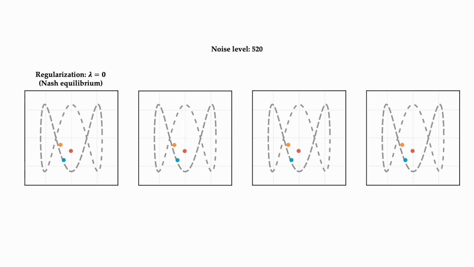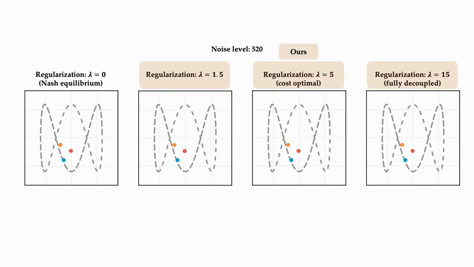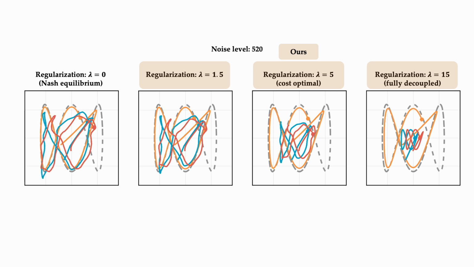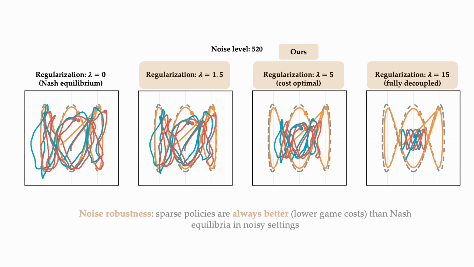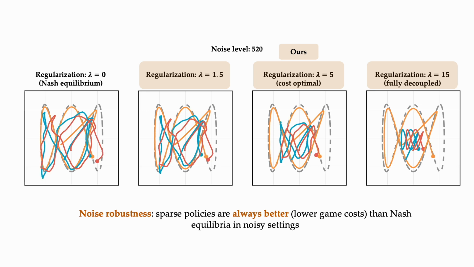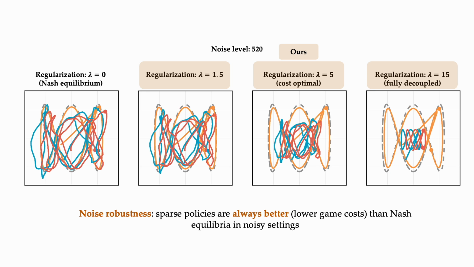Tuning the regularization parameter lambda provides a spectrum of sparsity levels. Higher regularization leads to greater decoupling between agents and trajectories less sensitive to noise. Quantitatively, we further find that in noisy settings, the regularized sparse policies by our approach always yield lower game costs than the standard Nash equilibrium policies.